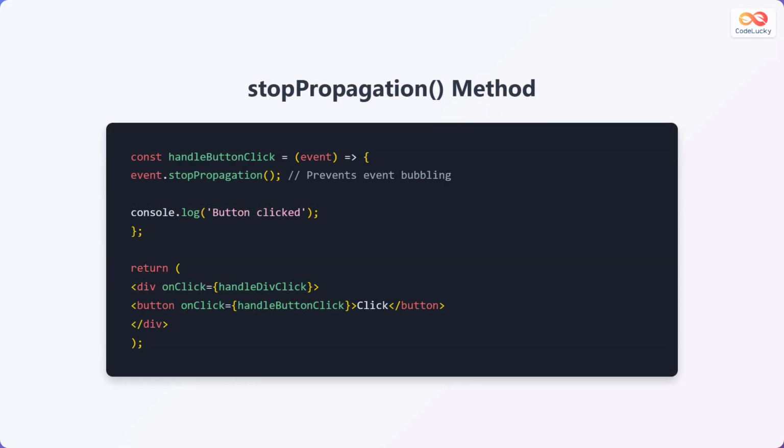The stopPropagation method is used to stop the event from bubbling up to the parent elements. Consider a scenario where you have a button inside a div, and both elements have click event listeners. If you click the button, both the button's and the div's click handlers will be executed. By calling event.stopPropagation in the button's click handler, you can prevent the div's click handler from being executed.